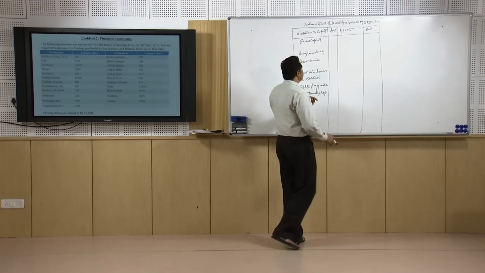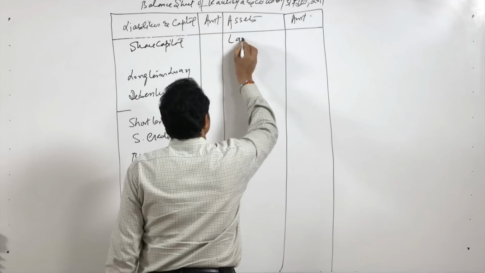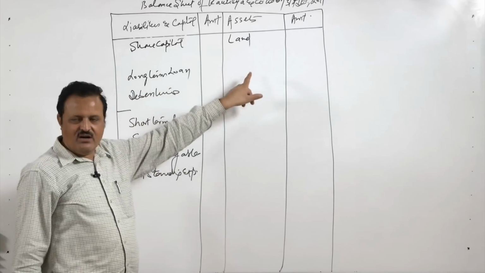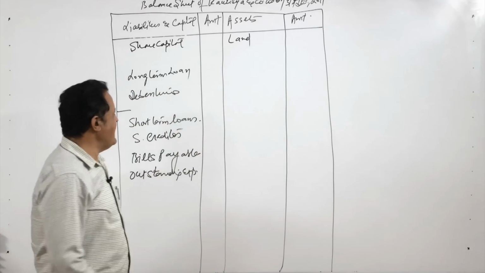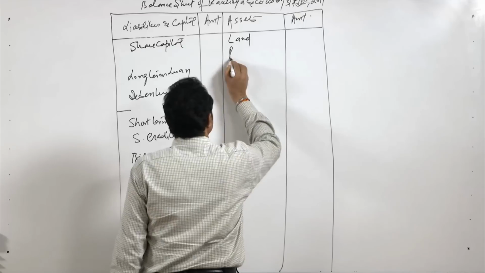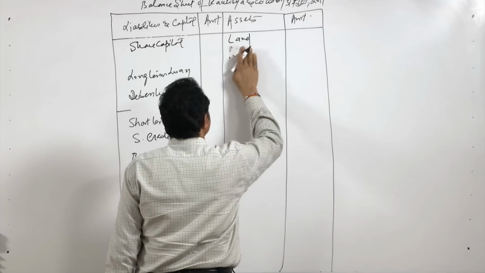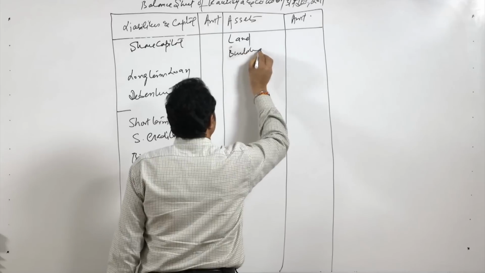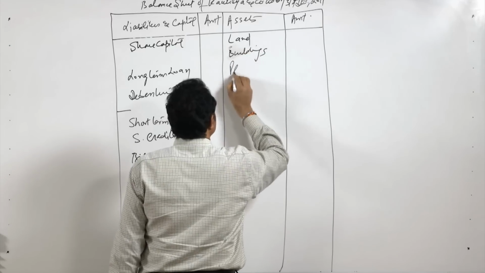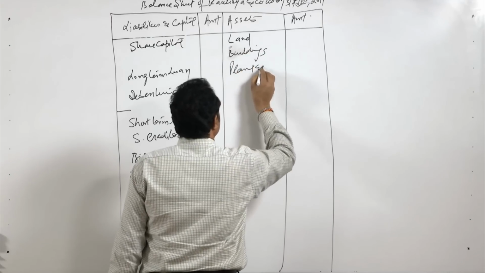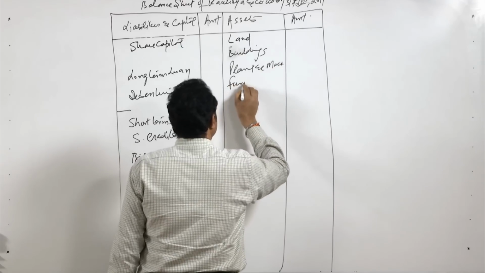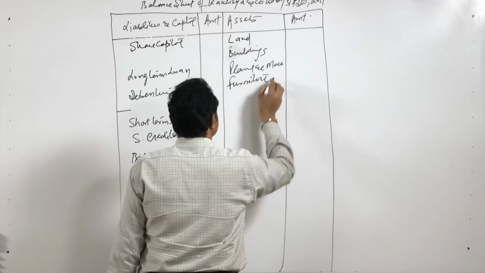So here we take the assets, and the first asset we take here is the land. If any land is purchased from these resources by the firm, then we have to show it here as land. Another is the plant and machinery. Oh sorry, we can take it as the buildings. Buildings is another important long term asset. Then we have plant and machinery. Plant and machinery is another fixed asset. Then furniture is another fixed asset.